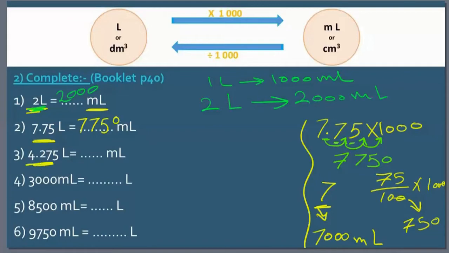And here is like number 2, so it will be 4,275.